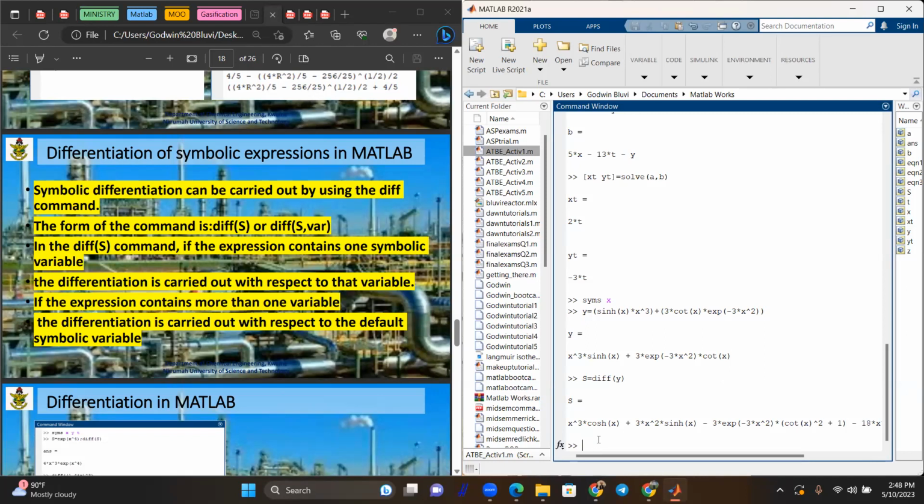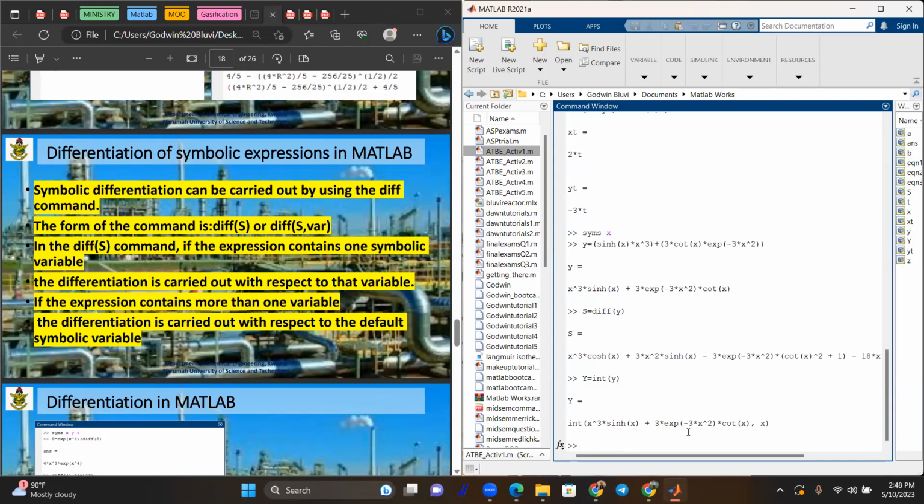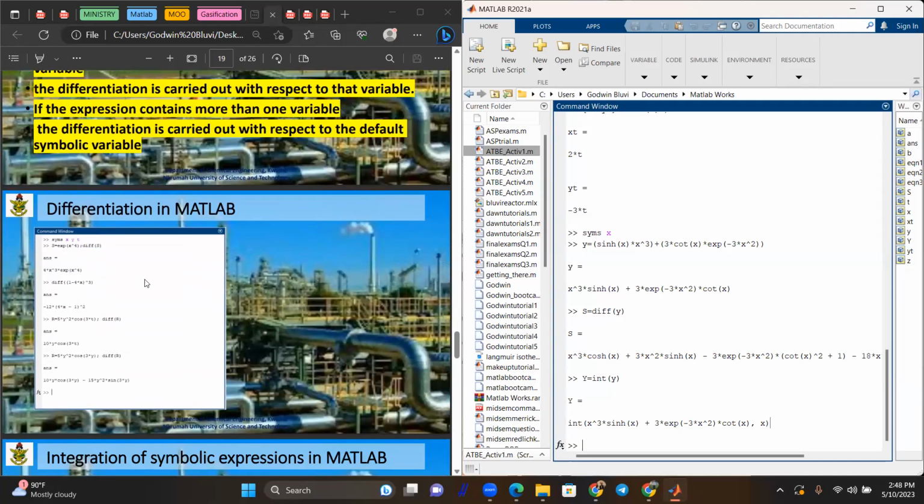So let's say you want capital Y. So capital Y is integral of what? So int what? Int y. So you see, integral y, everything has come. So let me read through the slides. So you just need to know the functions, diff and then int. But when you have multiple variables, and you want to differentiate something with respect to one particular variable, then you have to specify the variable. So we'll get there.